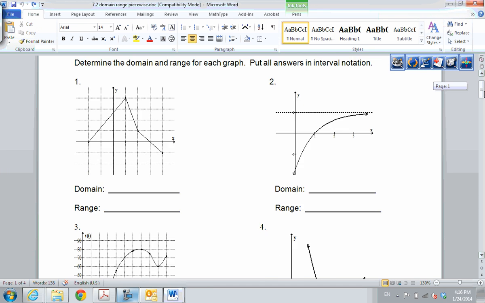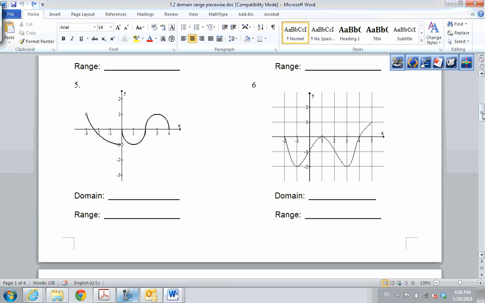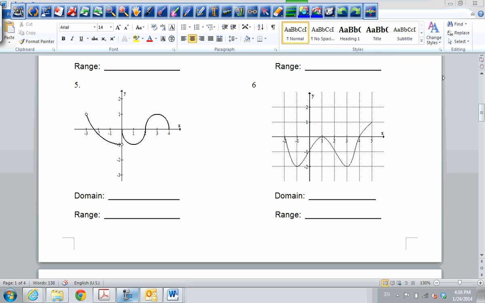Okay, I want to do one that may have a little trickeration involved, number 5. It's got some open circles, got a couple of holes here, all that stuff. Our domain goes from -3 with the parentheses because it's an open circle, and then we have an open circle here, but we have a closed circle, part of the graph right there, so that kind of makes up for it. Then we go to 4 with a bracket. So inequality notation would be -3 less than this time, x less than or equal to 4.